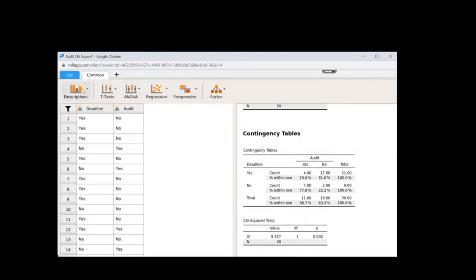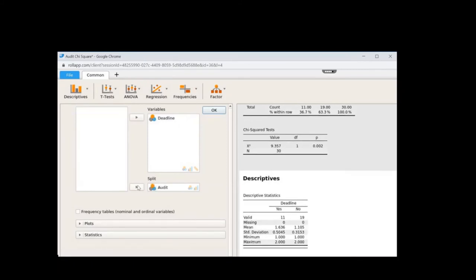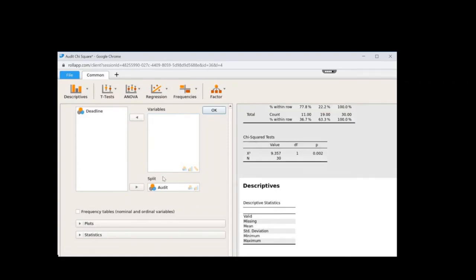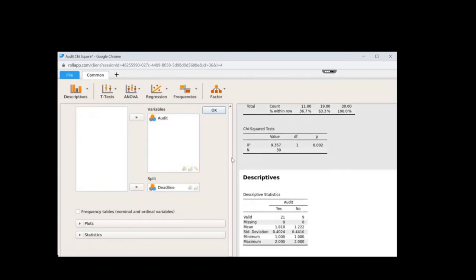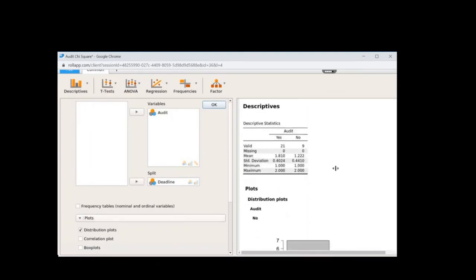Or the plot might help you. To do that, you go up to descriptive statistics. I'm going to put in deadline as my variable and audit as my split. So I'm making two plots, one for those who got audited and one for those who didn't. And actually, you might mess with these, but I think it might make more sense to change these. So I'm going to do the audit and then deadline in the split. Then I'm going to click on plots, distribution plots. And again, mess with these, change them around, see if they make sense.